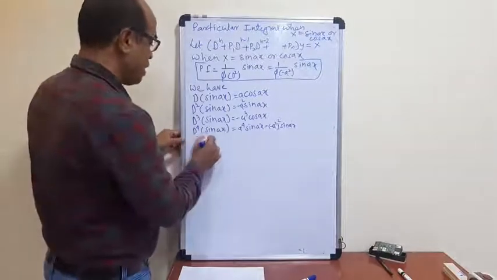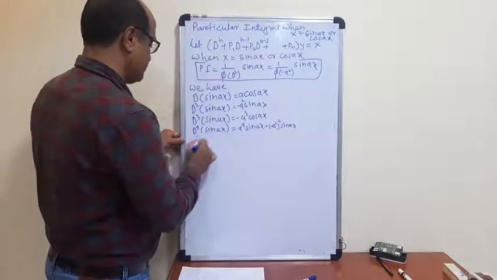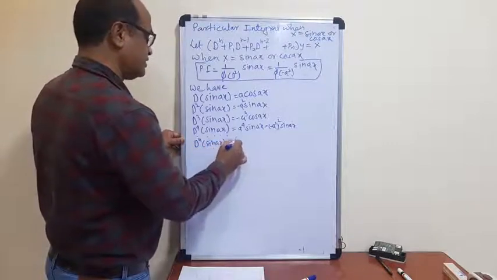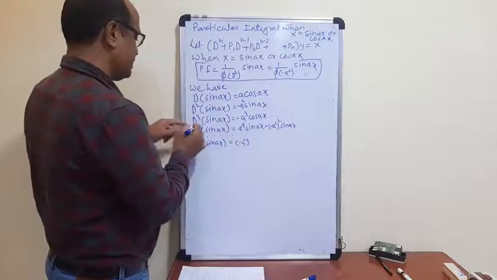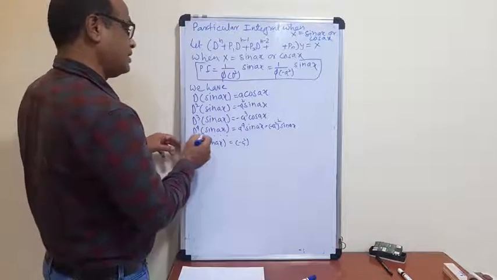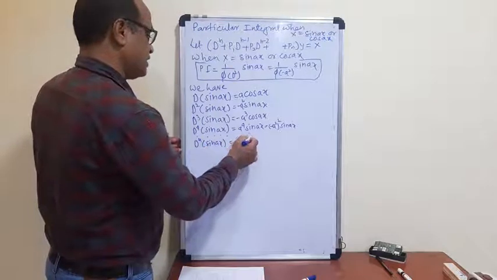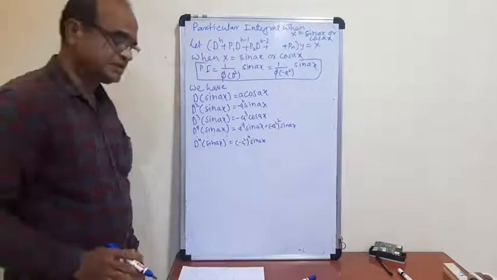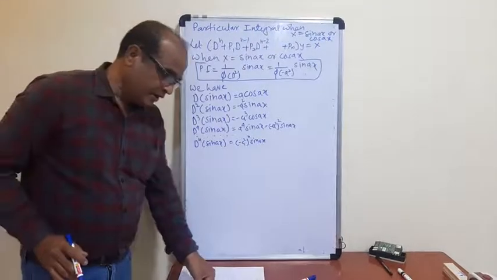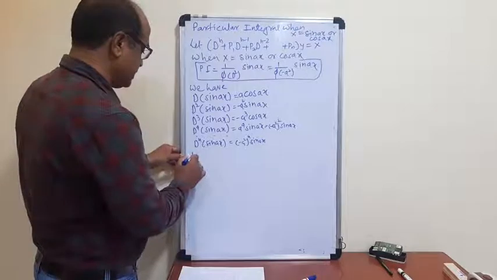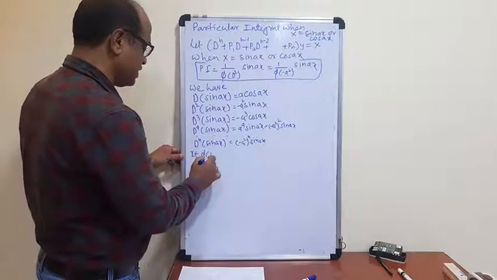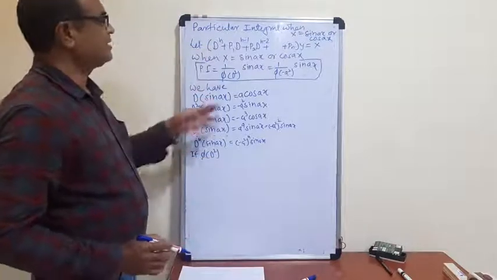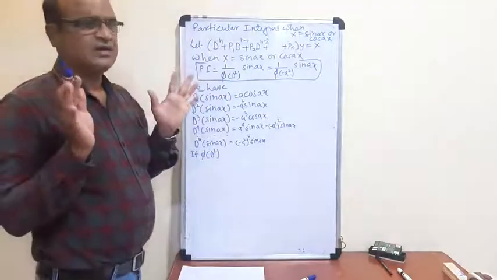And so on. d raised to n sin ax is what here? This is minus a square raised to n sin ax. Okay, this is very simple. So if we consider phi of d square, this function, what is the function of d square? Put d square here. This theorem applies only for d square, so phi of d square.